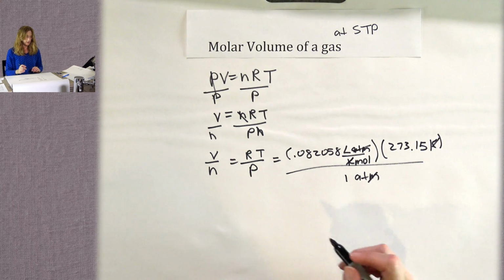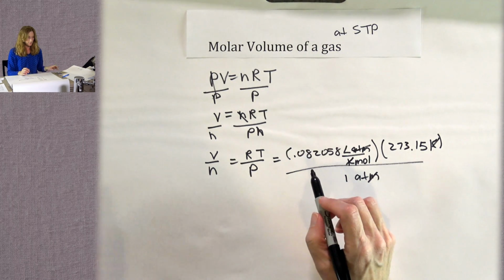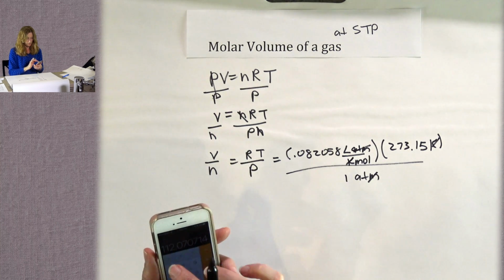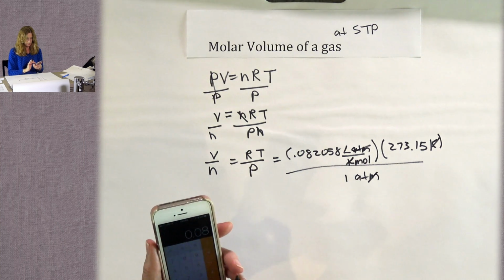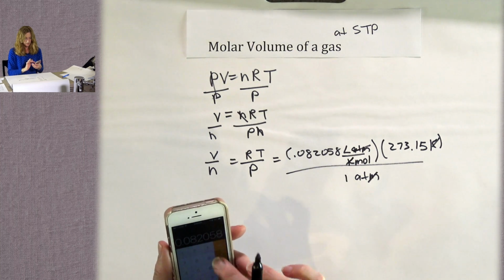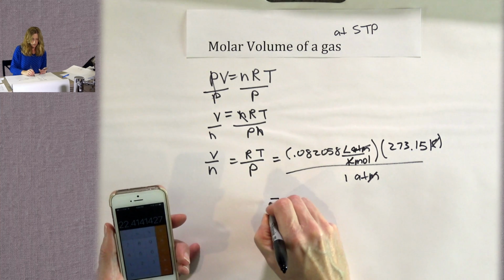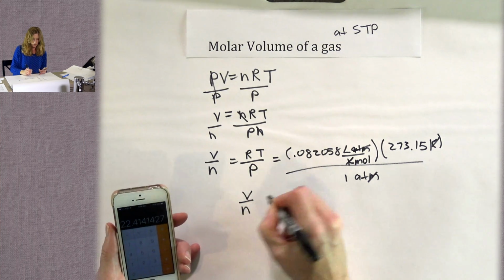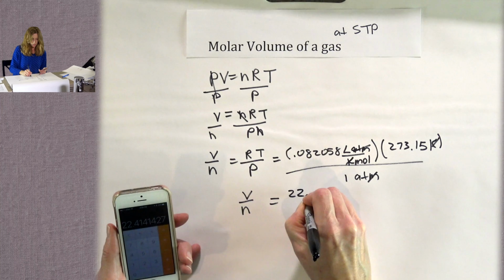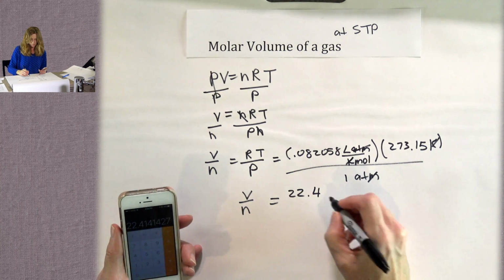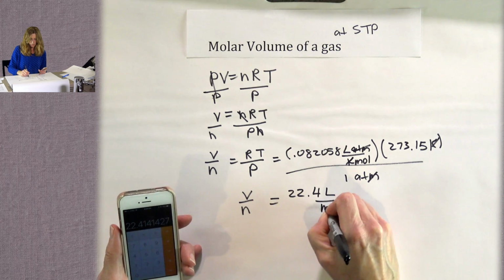So now we can get out our calculator, multiply 0.082058 times 273.15, and we find that volume over n equals 22.4 liters per mole.